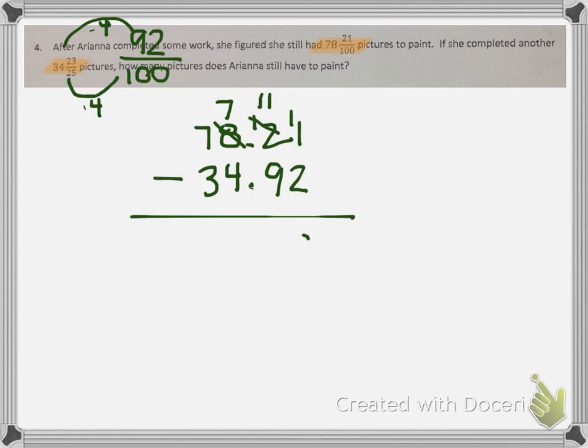11 minus 2 is 9. 11 minus 9 is 2. 7 minus 4 is 3, and 7 minus 3 is 4. The decimal goes straight down into my answer. She has 43 and 29/100ths pictures still left to paint. It's a lot of painting.